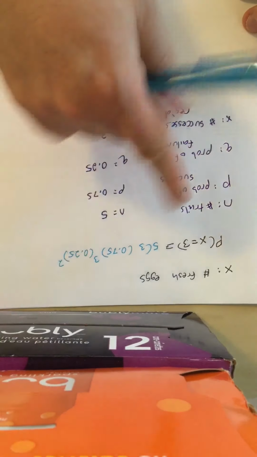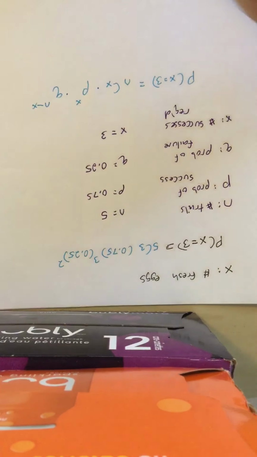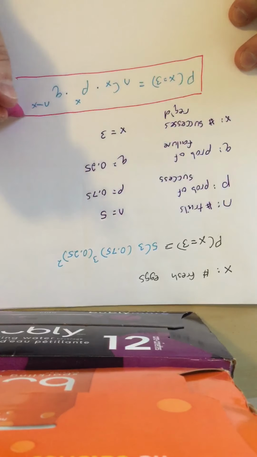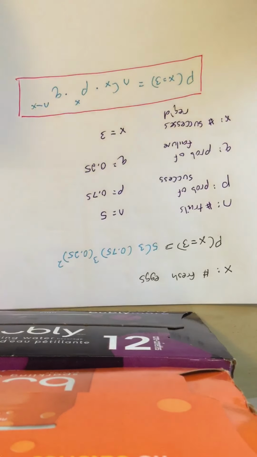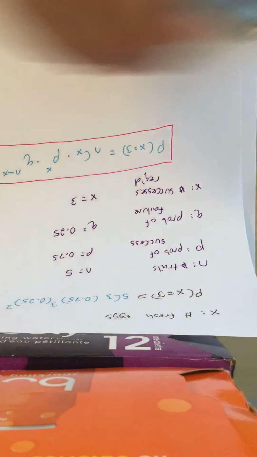and to the 2, where did that come from? It came from everything that wasn't a success, so it's going to be n minus x. And this over here, this is the formula that you could use to calculate a probability if something is a probability distribution.